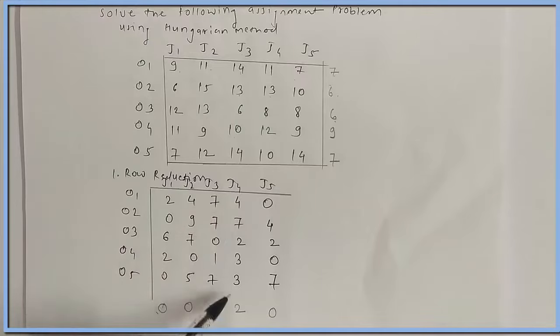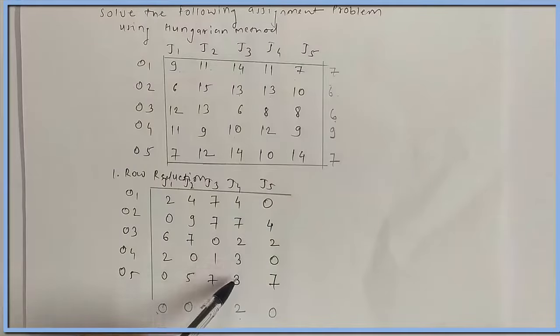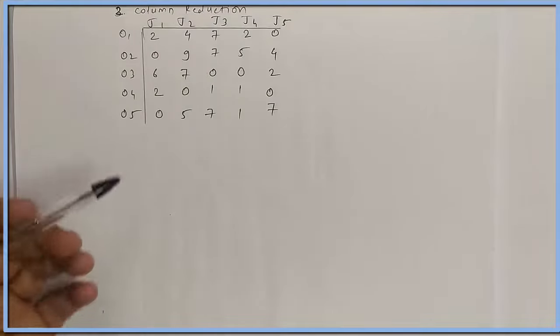Now in the fourth column, the smallest element is the 2. Subtract this 2 from each element of the column: 4 minus 2, 7 minus 2, 2 minus 2, 3 minus 2 and 3 minus 2. In the last column also, the smallest element is the 0. Subtract this 0 from each element of the column and we will get the same column. After column reduction, we will get this matrix.